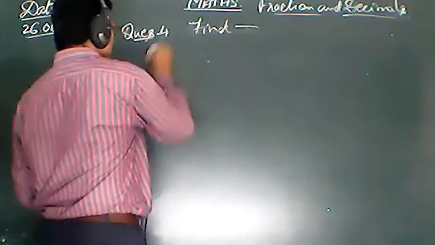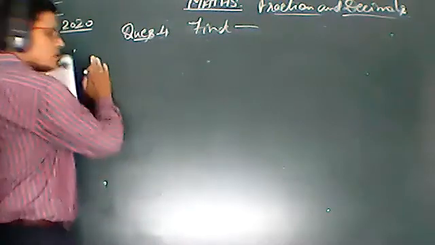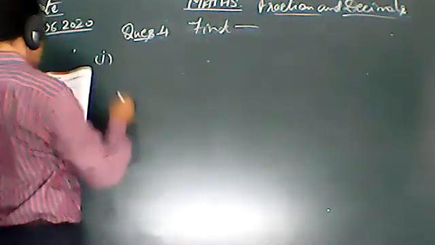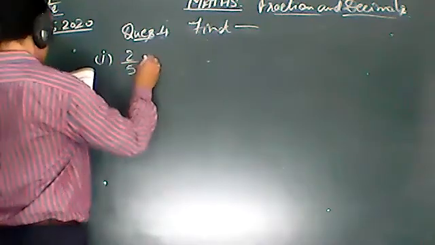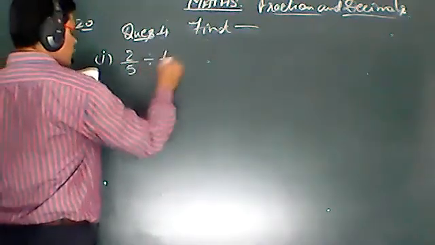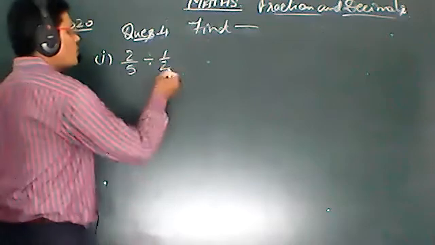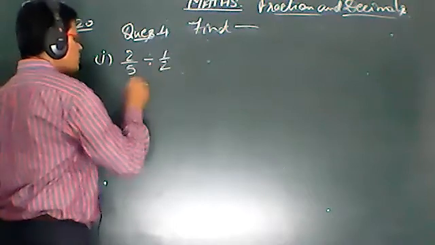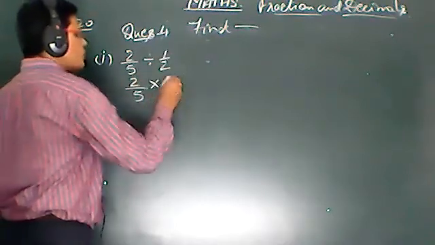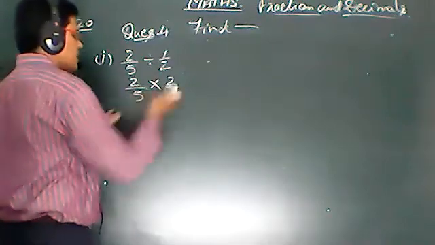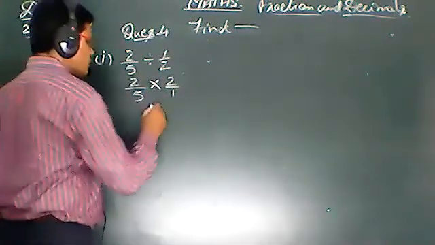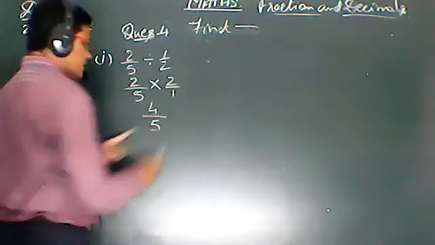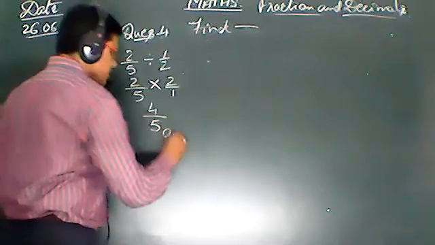the first part of this question, which is 2 by 5 divided by 1 by 2. Now, first, we convert into the multiple form and take the reciprocal of the divisor part: 2 by 5 into 2 by 1. We cannot simplify, then you multiply 2 2s are 4 upon 5. And this is a proper fraction, and that is our answer.